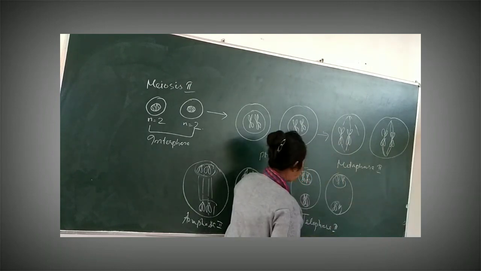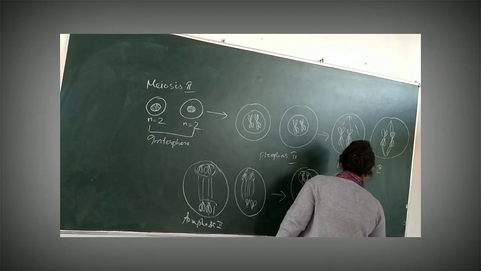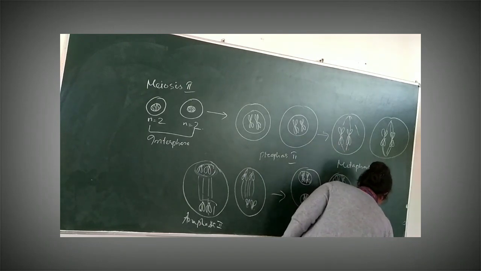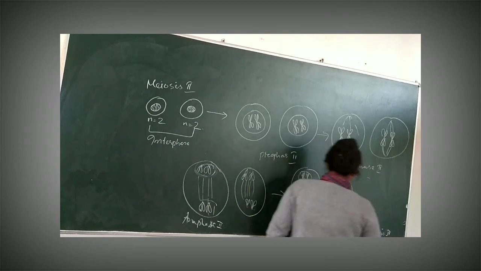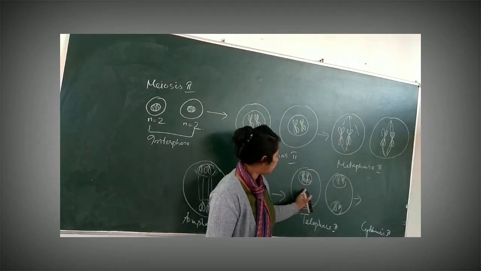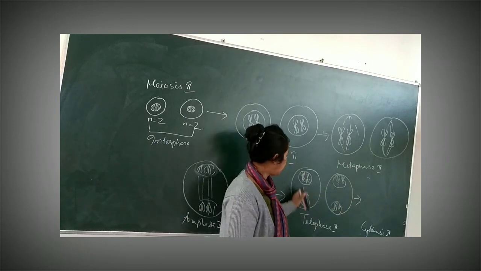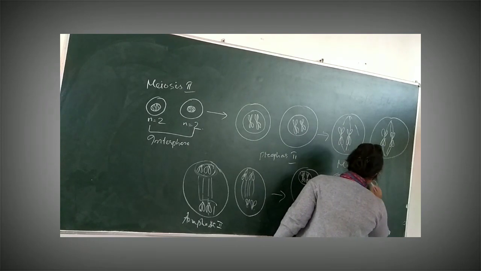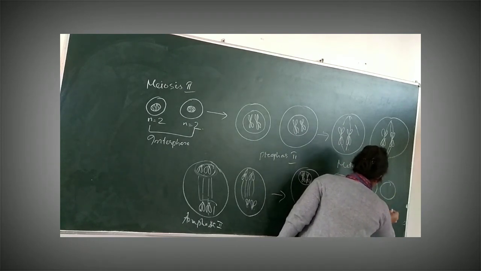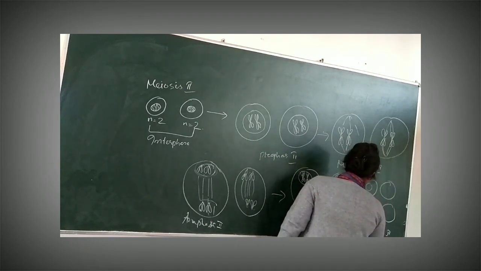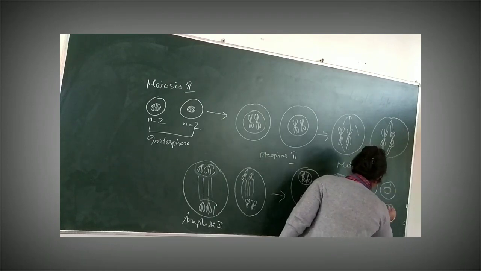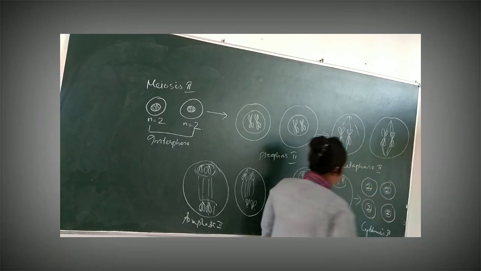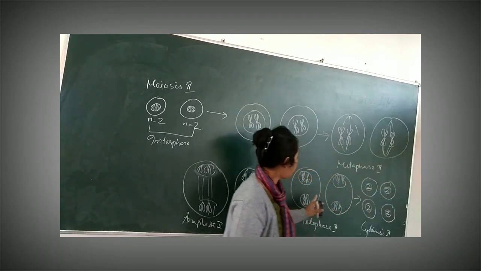And after telophase, what is the last step? That is cytokinesis 2. So in cytokinesis 2, what will happen? A cell plate will form in between these 2 cells, and from this, how many resultant cells do we get? We get 4 resultant cells with 2 chromosomes each. Is that okay? The resultant cells will be 4.